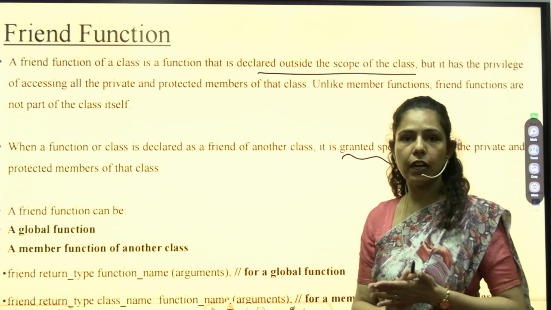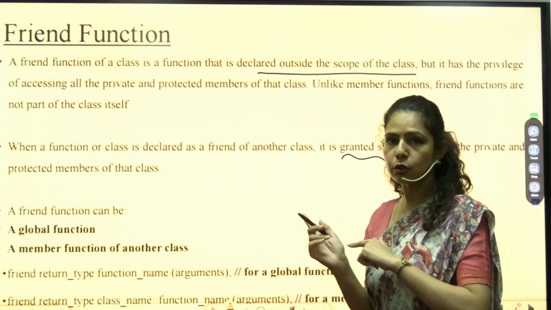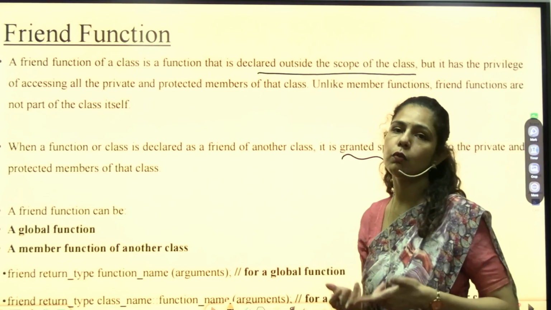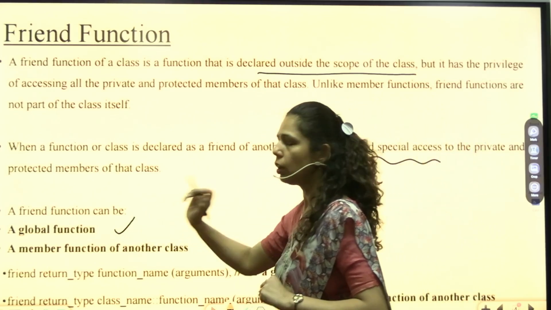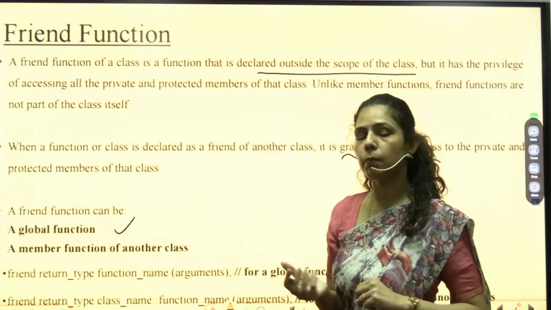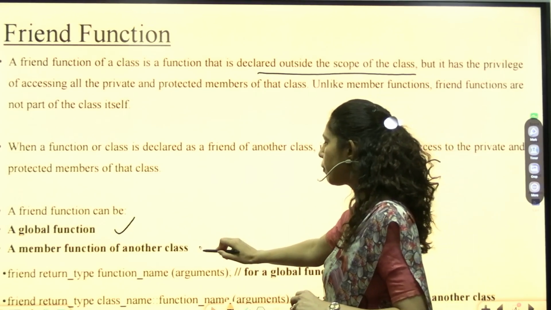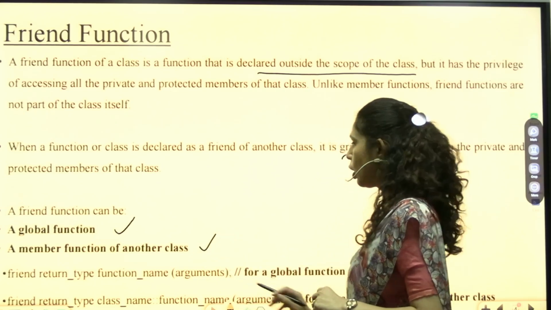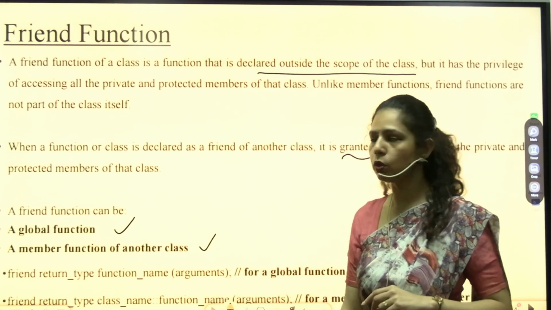Now, a friend function can be a member of some other class, and it can also be an individual function. So a friend function can be a global function, that means it may not belong to some particular class. Secondly, it can be a member function of another class also. So these two options we have, and these are the syntaxes for both the options.